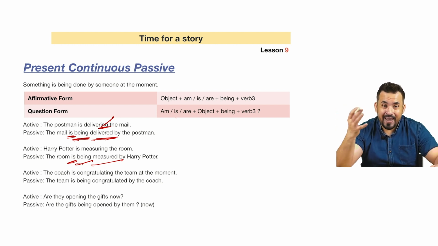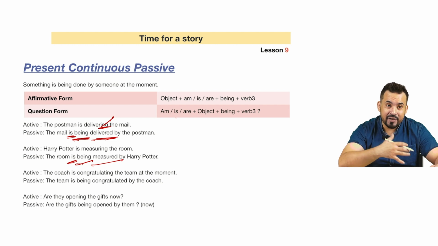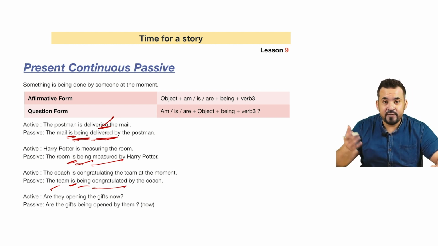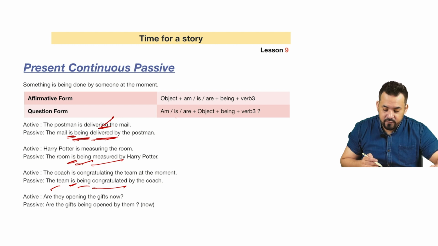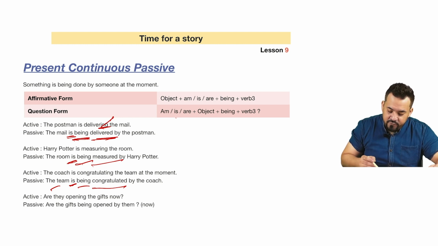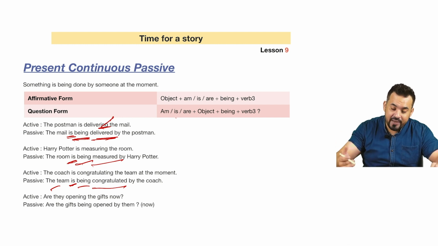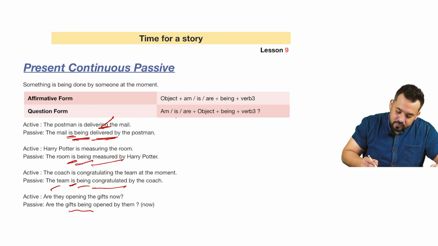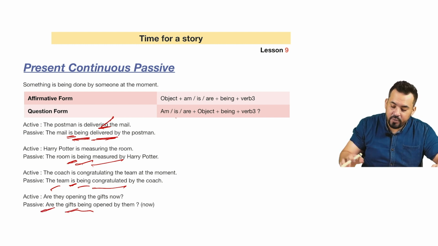The team is being congratulated by the coach. The team is single, being replaces the ing, and congratulated is a past participle form of the verb. Question format: are they opening the gifts now? Are the gifts being opened by them? Here we used are because gifts are plural.